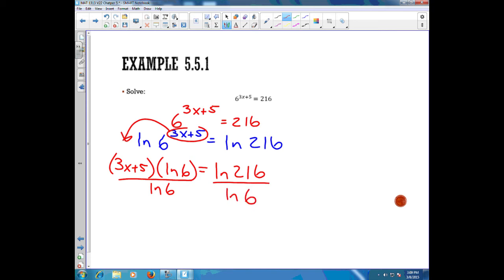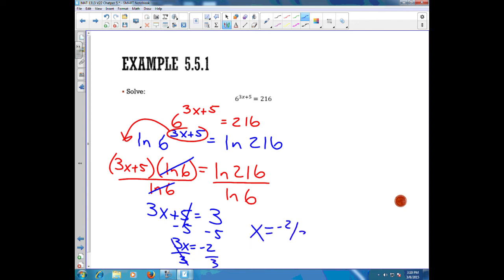When we divide by the natural log of 6, on the left-hand side, the natural logs cancel out, and we're left with just 3x plus 5. On the right-hand side, we get the natural log of 216 divided by the natural log of 6. If you put that in your calculator, you should get 3. We can then solve for x by just subtracting 5 from both sides. You get 3x is equal to negative 2. Divide by 3, and we get x equals negative 2/3.